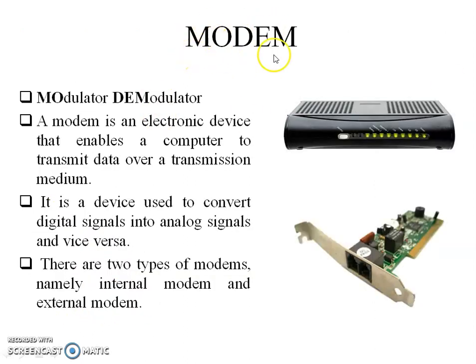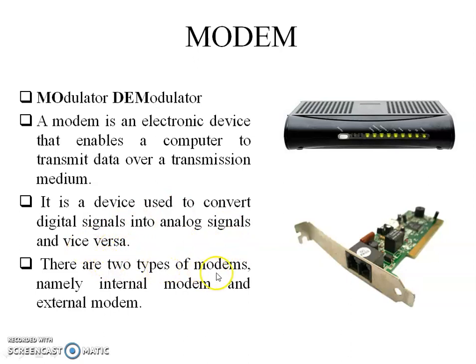Modem. The first one is modem. Modem gets its name from modulator, demodulator. That is, it performs the function of modulation and demodulation. Modem is used for connecting to the internet. A modem is an electronic device that enables a computer to transmit data over a transmission medium. It is a device used to convert digital signals into analog signals and vice versa.